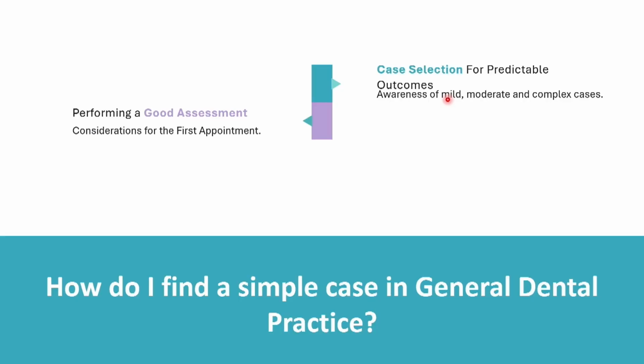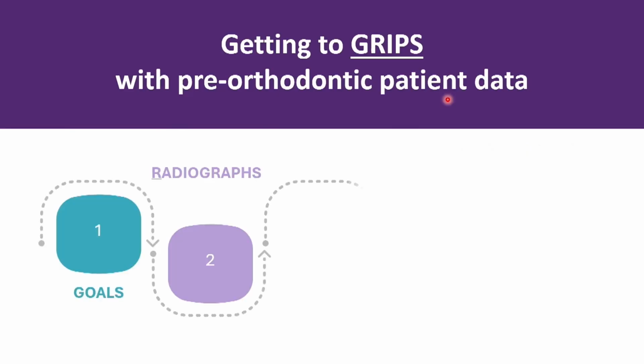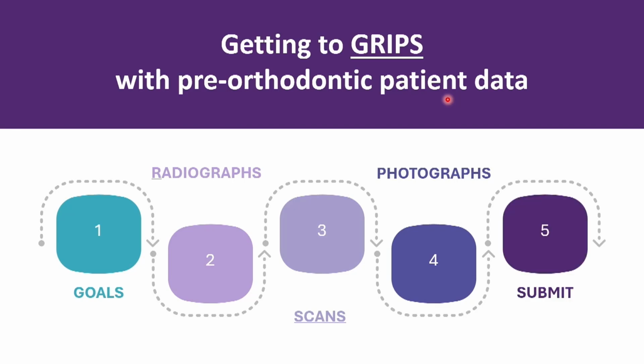So that's a good assessment. If you do that, then you're ready, and you're happy that you've got a plan that looks like one that you could deliver in a simple way, then you're ready to collect the data. And this is all the data you will need. So you've got your treatment aims and objectives at the start, which comes off your assessment form, radiographs, scans ideally, or impressions we can accept, photographs, really important, and then submit your case for a prescription.